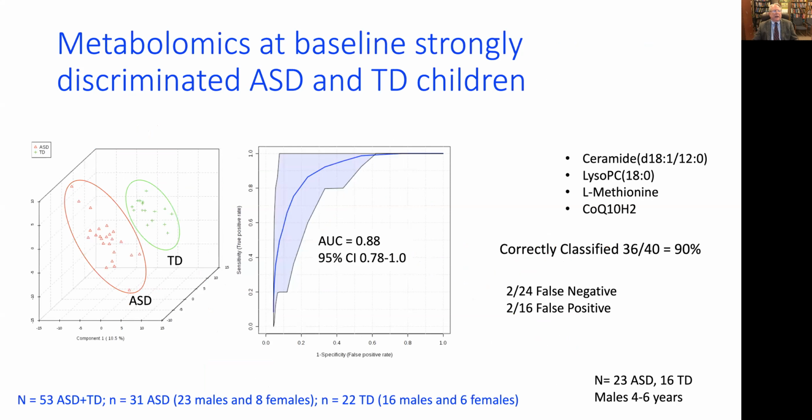All right. So what happens if we look at the baseline differences in the metabolome of children with autism and typically developing children? So here are the children with ASD. Here are the typically developing controls. These are again 4 to 6 year olds, males and females. And when we use metabolomics, just looking at 4 different things, we can have a diagnostic accuracy for the identification of children with ASD of about 88%. Okay, with about a 90% accuracy.